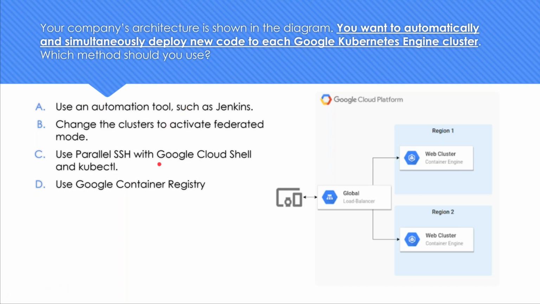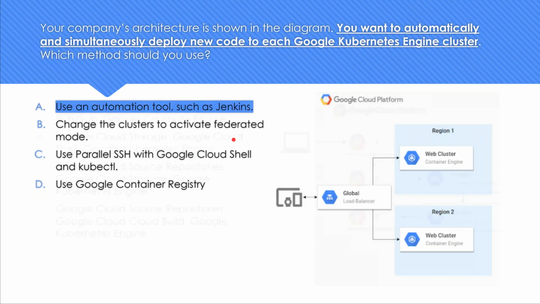Cloud Shell is not a good fit for production. It is for our self-learning and all those things. And I have never seen something like federated mode in Kubernetes. I've not explored that. I'm not sure whether such a thing exists. So looking at those options, option A turns out to be a better choice, as most of you mentioned.